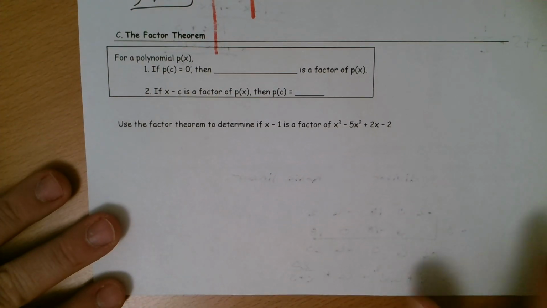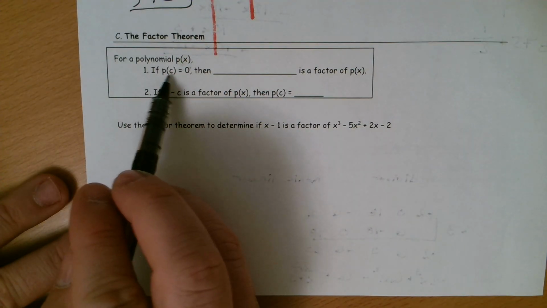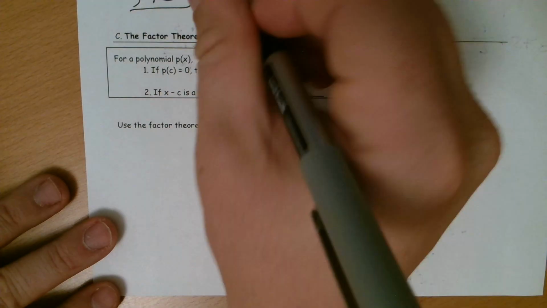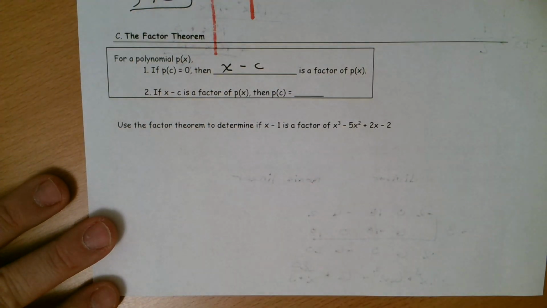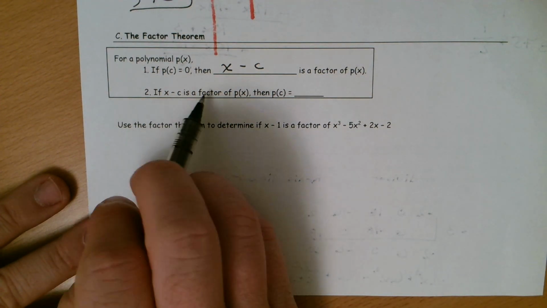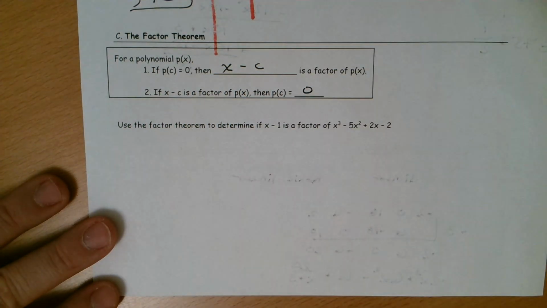Okay, now let's talk a little bit about the factor theorem. So we've always wanted to be faster at factoring polynomials. Well, if P of C, meaning you plug a value into a polynomial and you get out 0, that automatically tells you that x minus that value is a factor. In backwards logic as well, if x minus that value is a factor, then when you plug in that C value, you should get out 0.